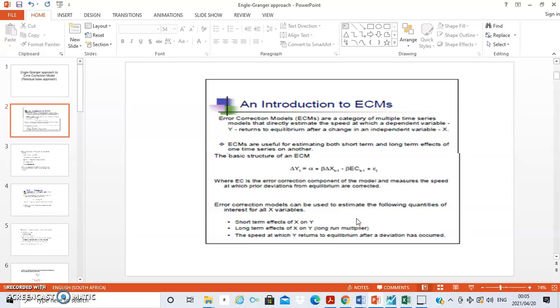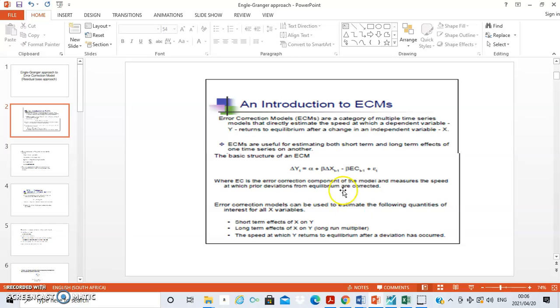So now, what are error correction models? These are usually a category of multiple time series models that directly estimate the speed at which the dependent variable, or the regressand y, returns to equilibrium after a change in an independent variable x. So in other words, the error correction term tells us how fast or how slow y returns to its equilibrium after changes have happened in the x variable. All right. And for that reason, error correction models are very useful in estimating both short-term and long-term effects.